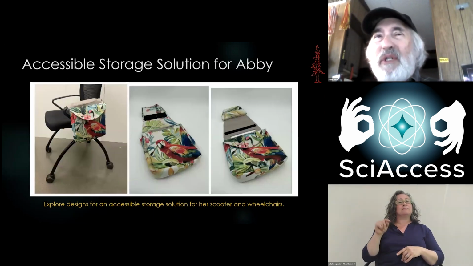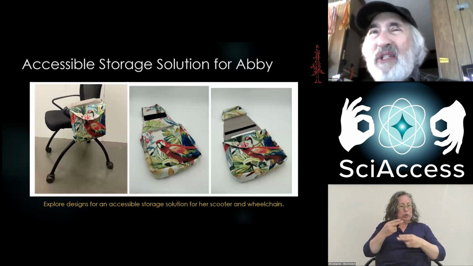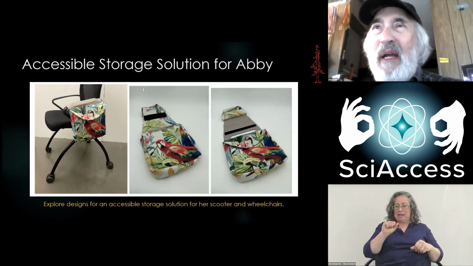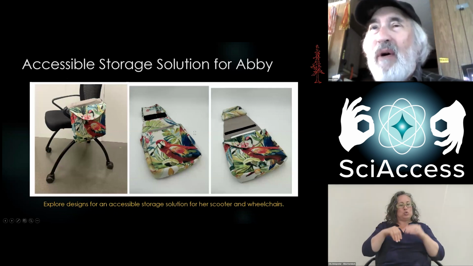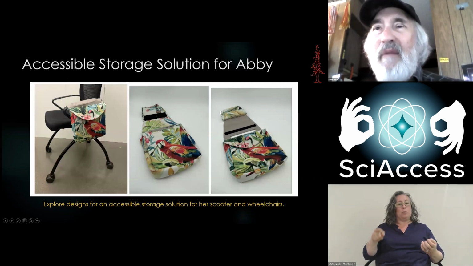This is a storage solution for Abby, who's a wheelchair user, and she actually has 4 wheelchairs and scooters, and she wanted a storage solution that would fit on all her devices. So this is what the students came up with. Very, very pretty.